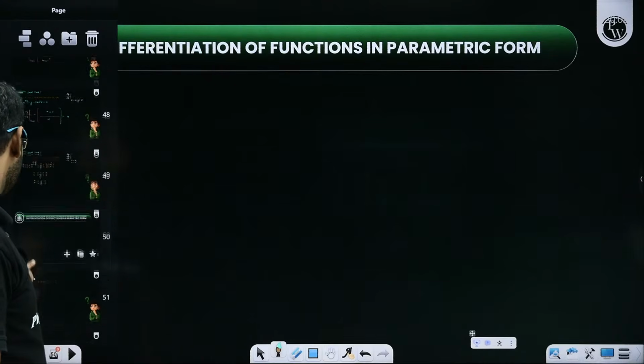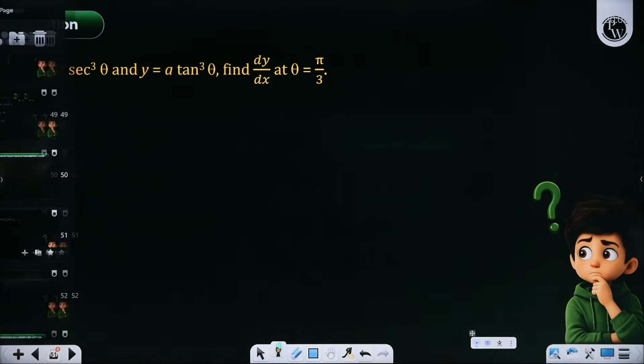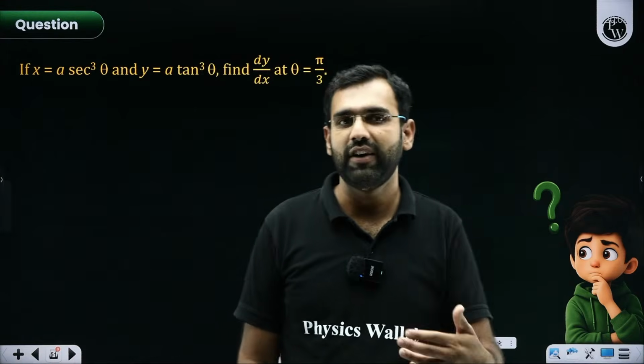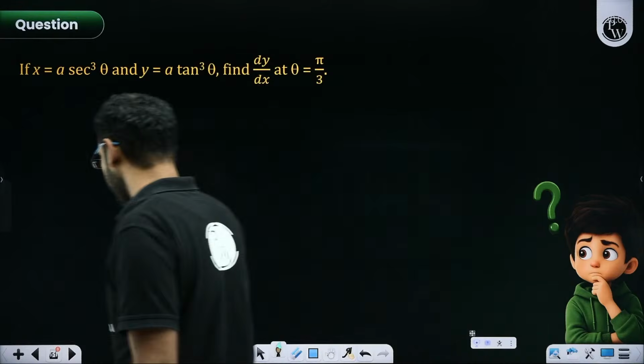Now, differentiation of a function in parametric form. I'll take an example so that we can understand it. So now, x and y both are defined parametrically. Sir, what is this case? When can we have it?